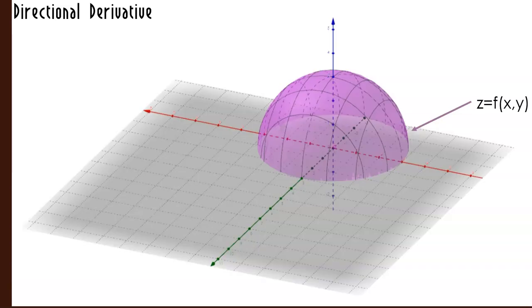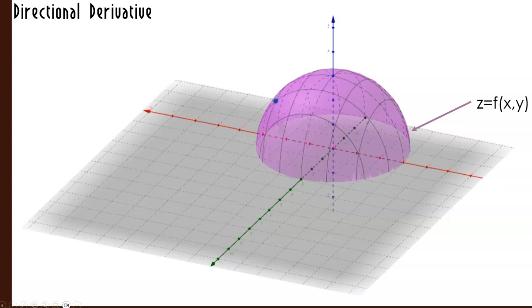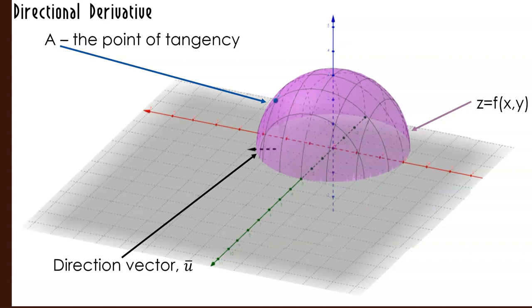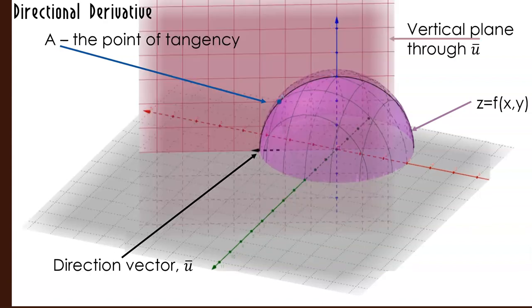So let's suppose we have this graph of z equals f of x, y, and I'm interested in the point of tangency right here. And I want to find the derivative in the direction of this vector instead of the x or the y vector. So I'll put a plane through that point on top of that vector. And so the vector I'm looking at is the one I just drew. So that is called the directional derivative of f in the direction of u. Now, how do we find this?